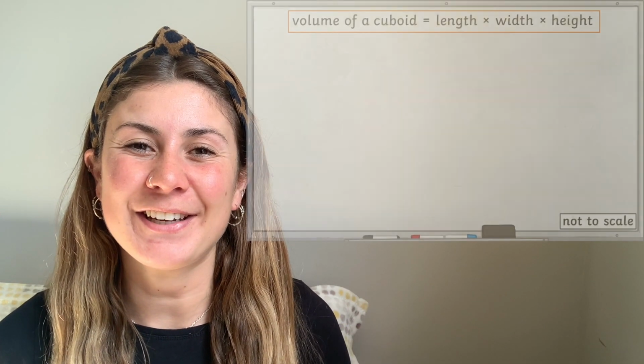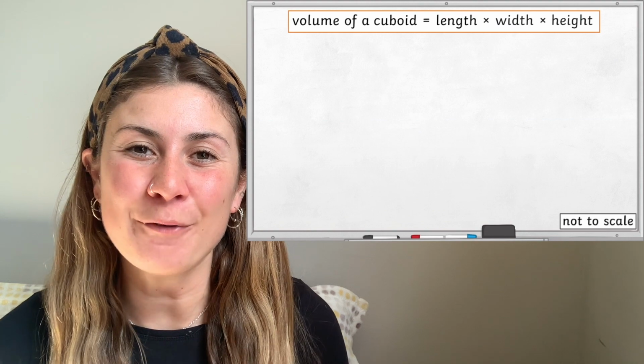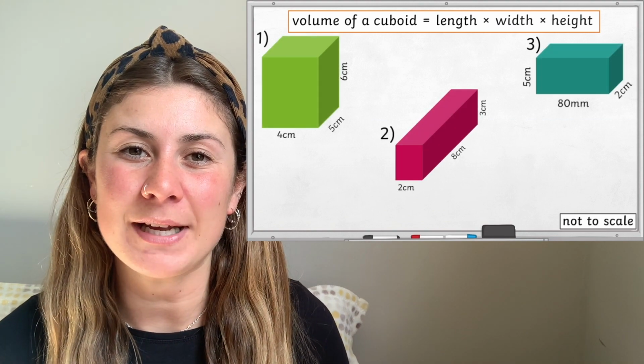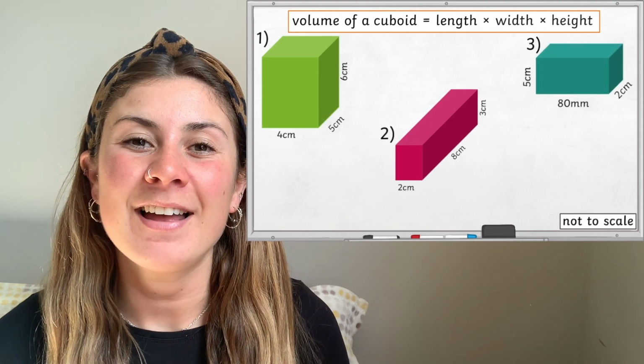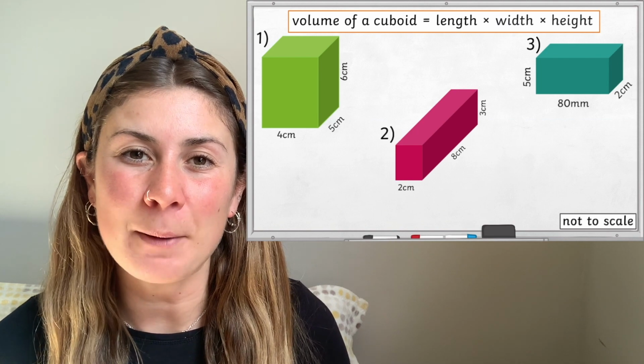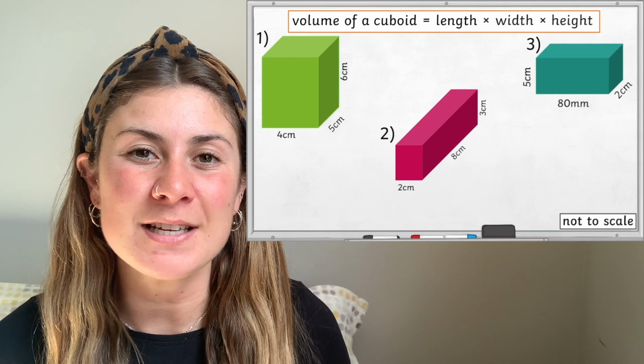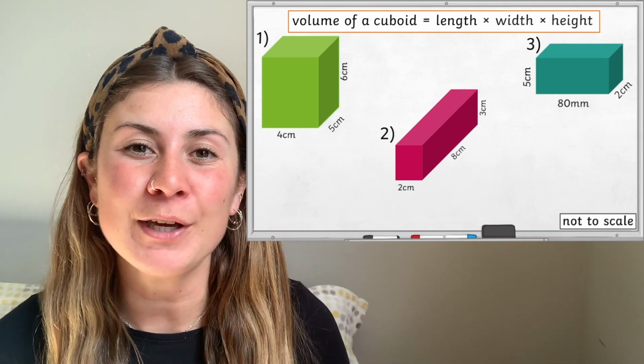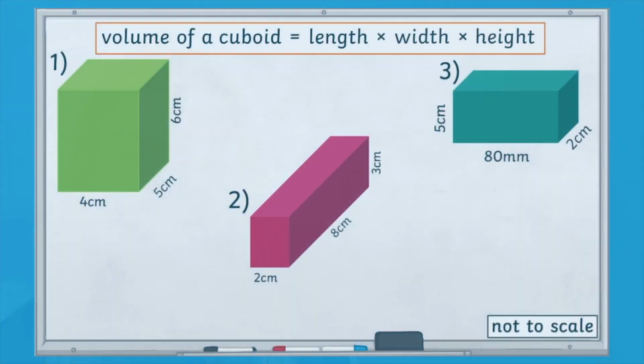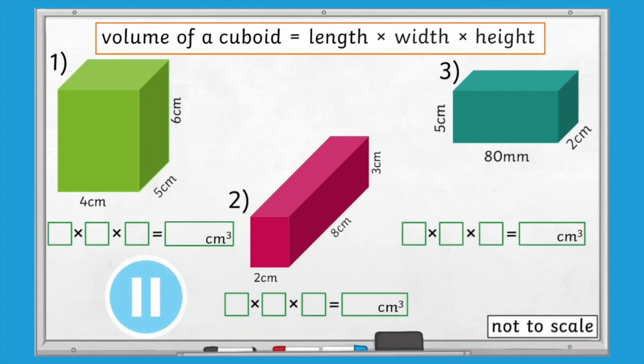Now it's your turn. I'd like you to calculate the volume of these three cuboids by using the formula length multiplied by width multiplied by height. Don't forget to check that all the units of measurement are the same before you calculate the volume. Pause the screen here and complete the question. Press play again when you're ready to continue. Have you finished? Well done, here are the answers.